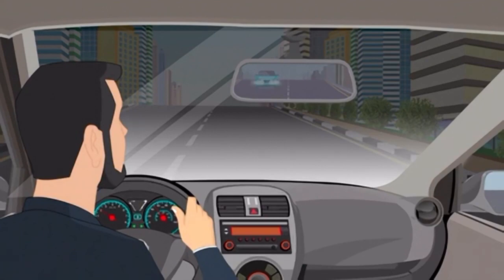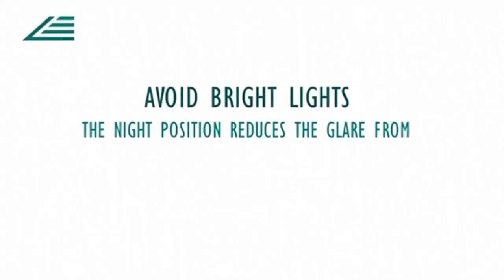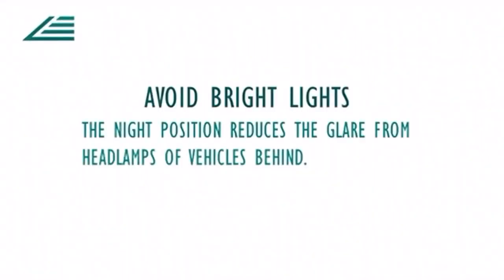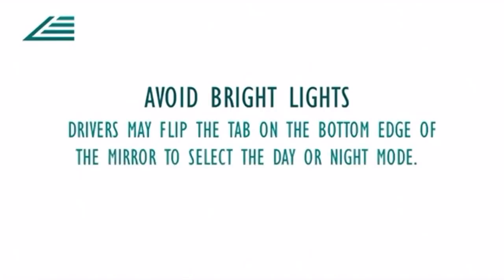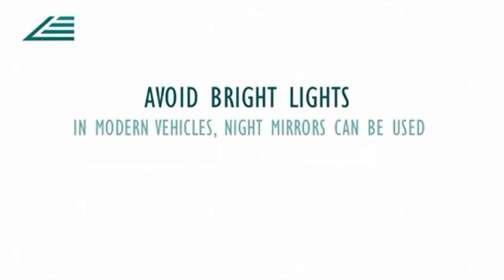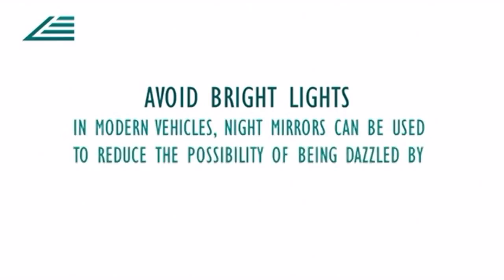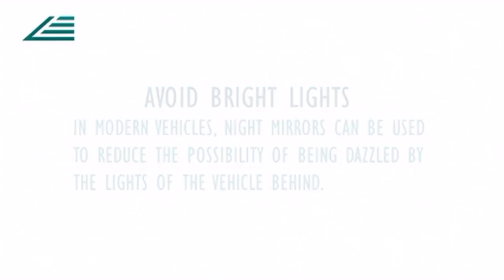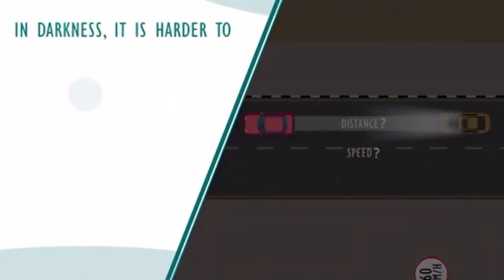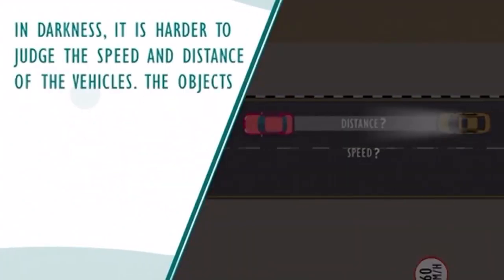If drivers are being dazzled by the lights of a vehicle behind, they should use the day and night or anti-glare positions of the interior mirror. The night position reduces the glare from headlamps of vehicles behind. Drivers may flip the tab on the bottom edge of the mirror to select the day or night mode. In modern vehicles, night mirrors can be used to reduce the possibility of being dazzled by the lights of the vehicle behind.